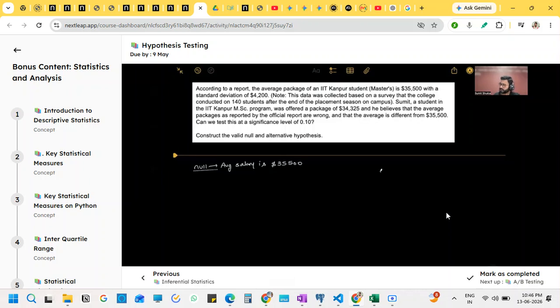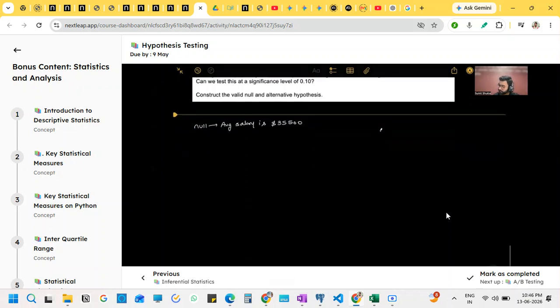$35,500 with a standard deviation of 4,200. This data is collected based on a survey that the college conducted on 140 students after the placement season on the campus. Sumit, a student in the IIT Kanpur MSc program, was offered a package of 34,325. Now, he believes that the average package reported by officials is wrong and the average is different from 35,500.